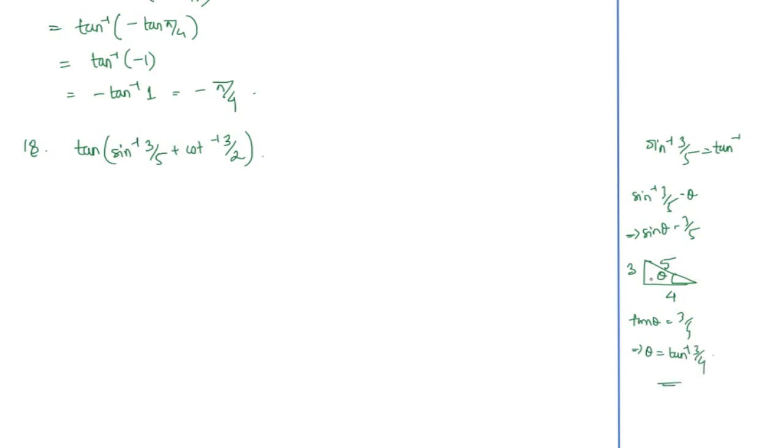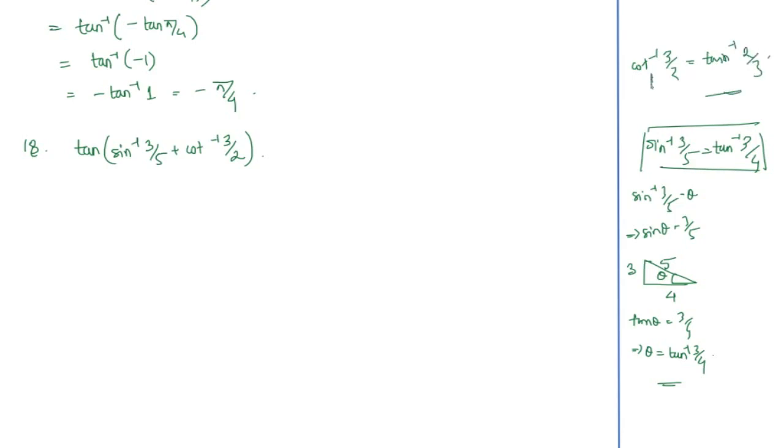Alright, so we can write the same theta, which is equal to sine inverse 3 by 5, as tan inverse 3 by 4. Okay, so our sine inverse 3 by 5 comes out to be tan inverse 3 by 4. And similarly you can see that cot inverse 3 by 2 is exactly equal to tan inverse, just write the opposite ratio, 2 by 3.